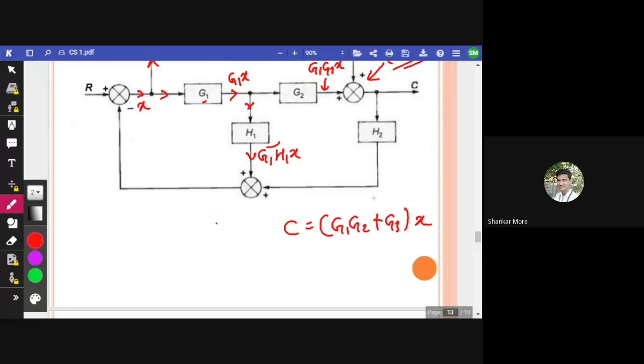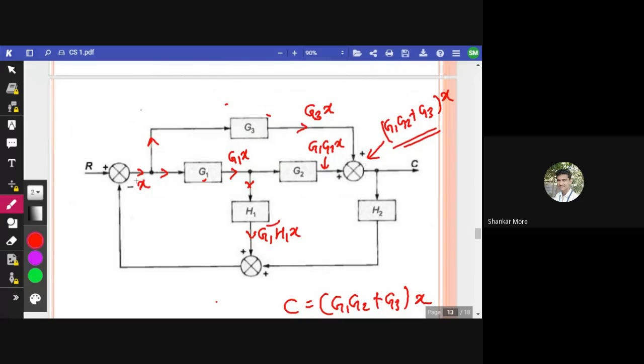yeah. So see, कैसे कैसे हम गए? X यहाँ पे गया, ऊपर भी गया, G3 into x, G1 into x, नीचे आया G1 into H1 into x. On the right side, it is G1 into G2 into x. We have added it, that is G1 into G2 plus G3 into x, that is our output C.